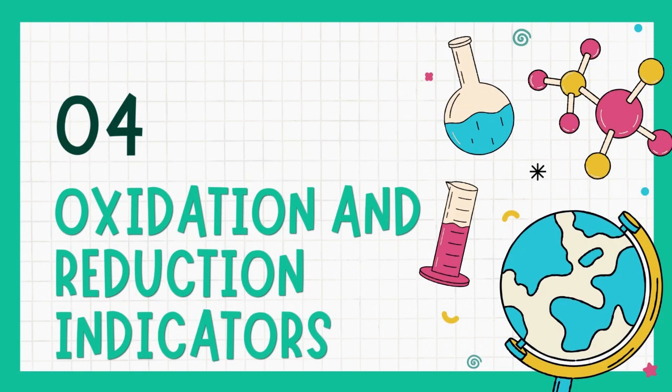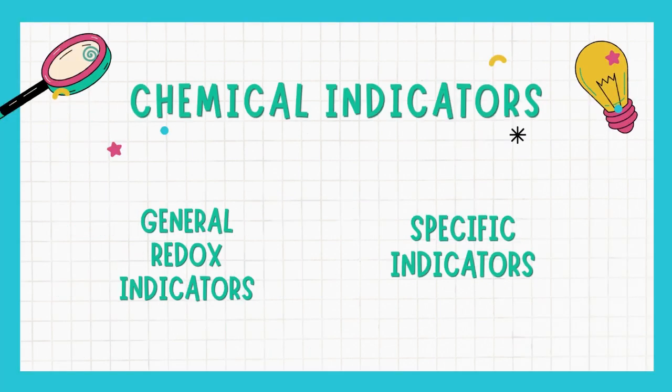The next part will be the oxidation and reduction indicators. Redox indicators are chemicals which do not participate in the redox reaction, but their color in oxidized and reduced form is different. Upon the addition of the titrant to the analyte, the color of the solution changes due to the change in oxidation state of the indicator, indicating the endpoint. There are two types of oxidation and reduction chemical indicators, and these are general redox indicators and specific indicators.